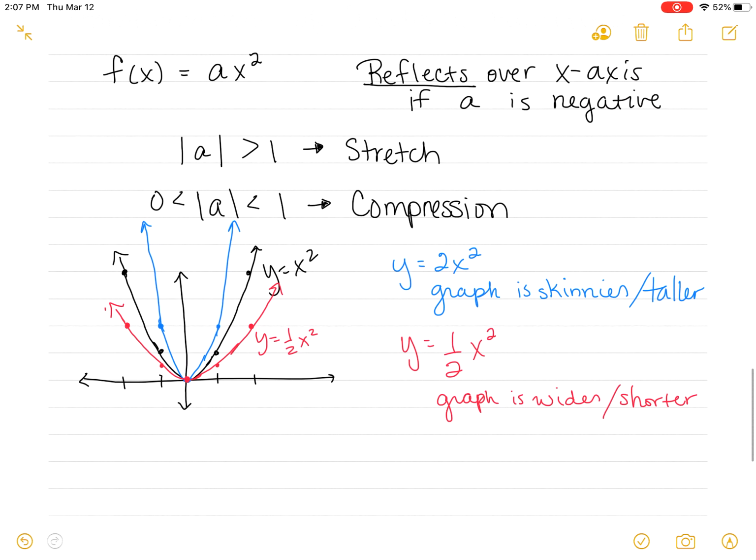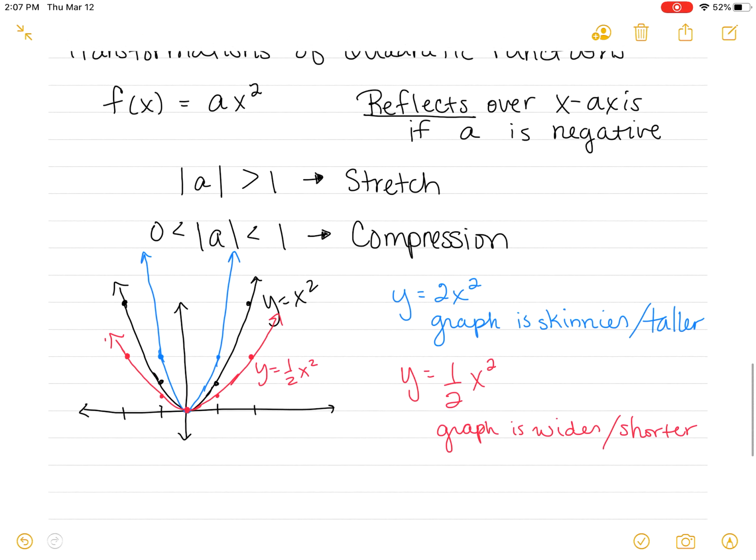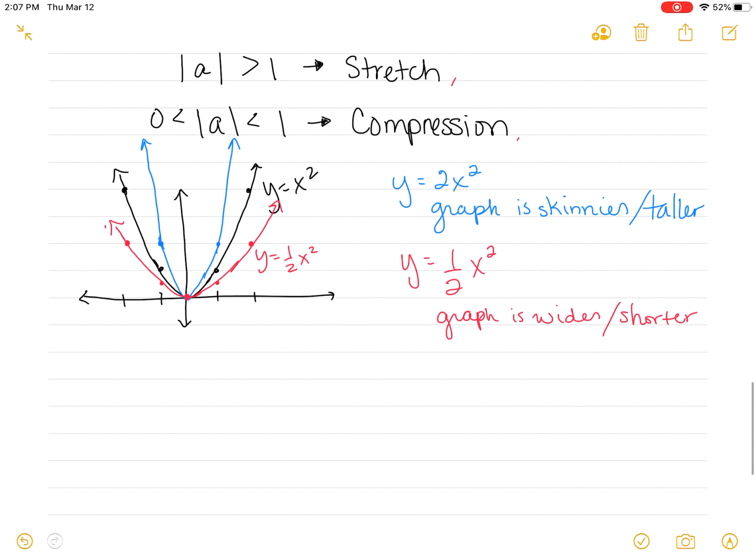Remember, and this will help you when you're doing one of your assignment pieces, that when you're looking at the a values, or how they affect the graph, if it gets skinnier, then it's a stretch. That means your a value is bigger than 1. And if it gets wider and it looks like it's being pushed downward, that's a compression, and your a value is a fraction between 0 and 1. Okay.